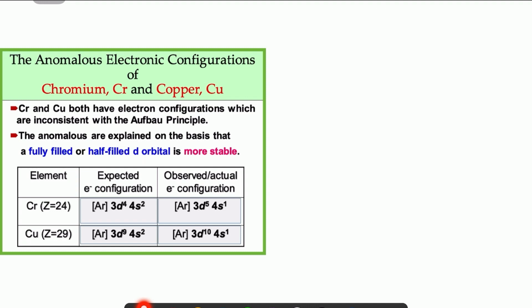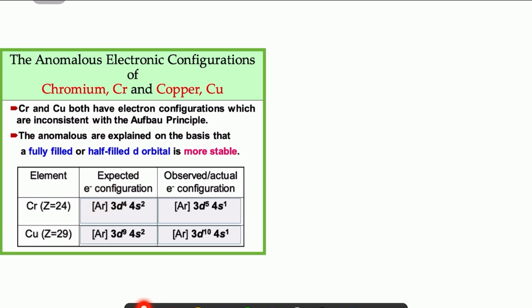For example, chromium with proton number 24. When you write the electronic configuration, this is the expected electronic configuration: [Ar] 3d4 4s2. Actually, [Ar] refers to the electronic configuration of argon, and it is a way to simplify the electronic configuration, but for your answer, do not write it like this.